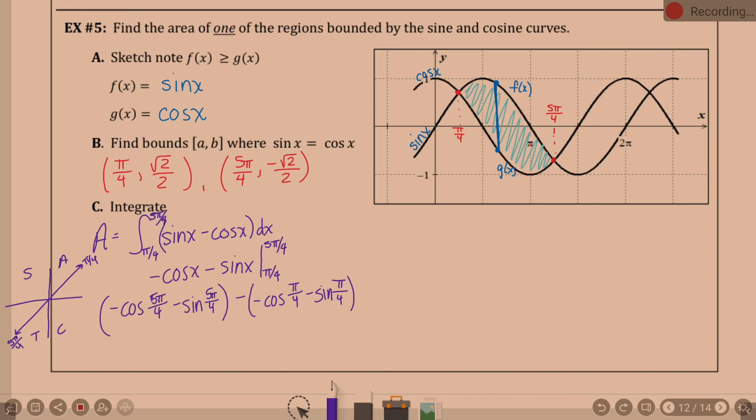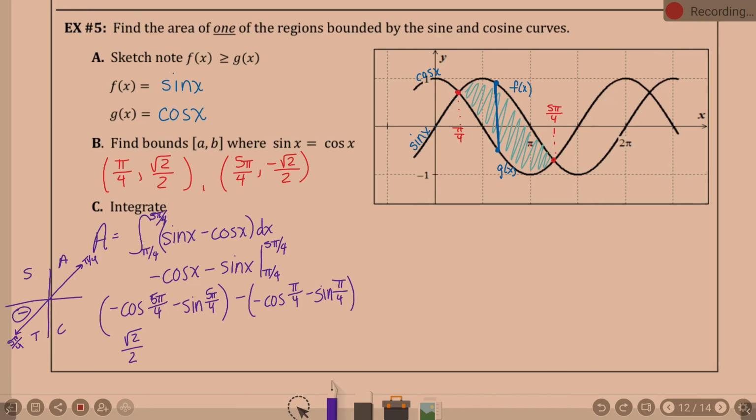Okay, so cosine of 5 pi over 4, ignoring any positive negative signs right now, is going to have the same answer as cosine of pi over 4. Cosine of pi over 4 is square root of 2 over 2. Now, in quadrant 3, what do we know about cosine? It's negative. So now we have the negative right here of a negative square root of 2 over 2, so it's going to be a positive.